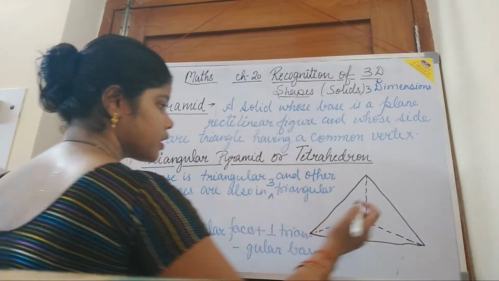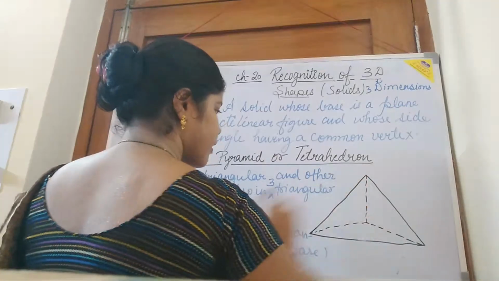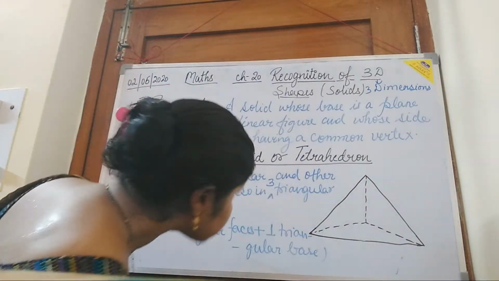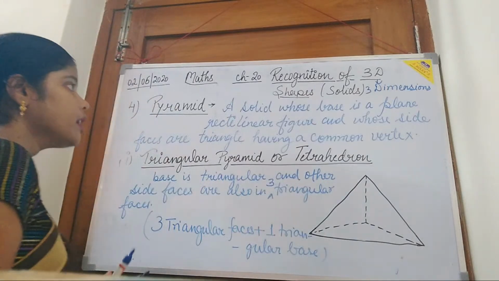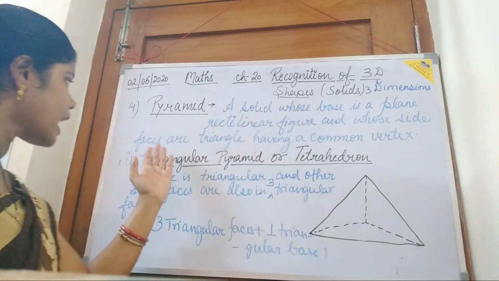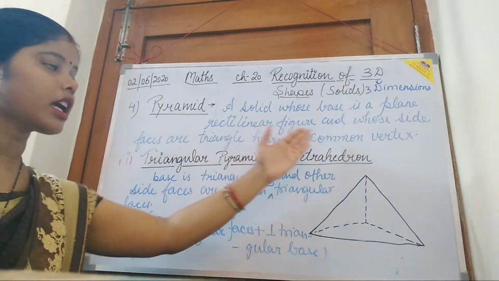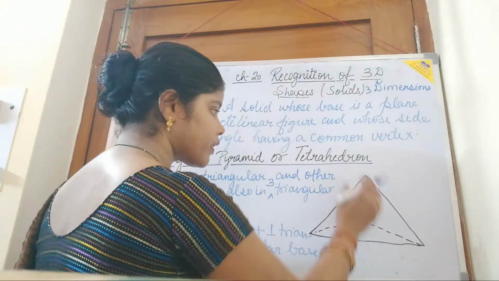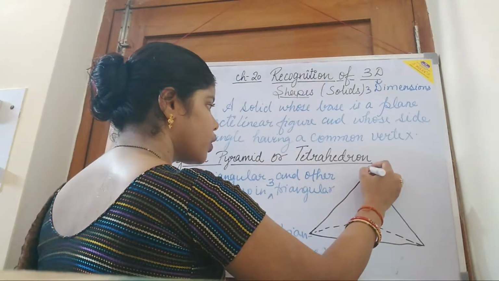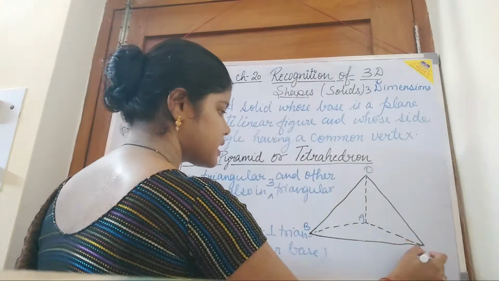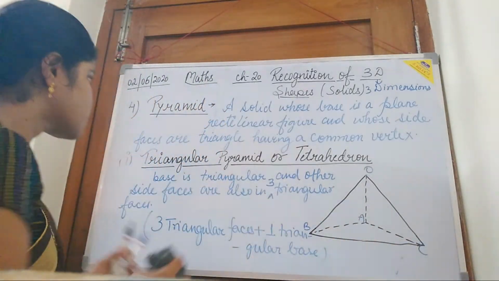So in this tetrahedron, here I am going to write upward. A pyramid is a solid whose base is a plane rectilinear figure and whose side faces are triangles having a common vertex. So here we are having a common vertex where all the three triangular faces meet, that is O, and the other vertices we name A, B and C.